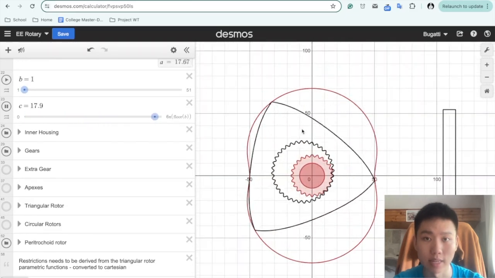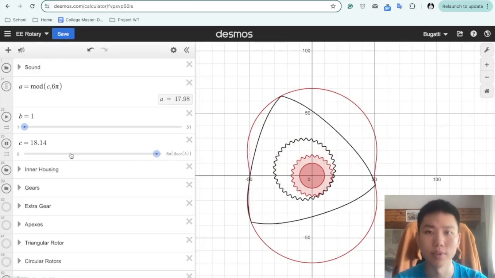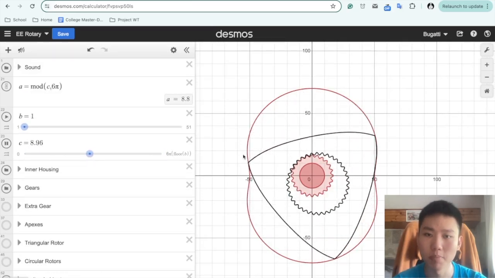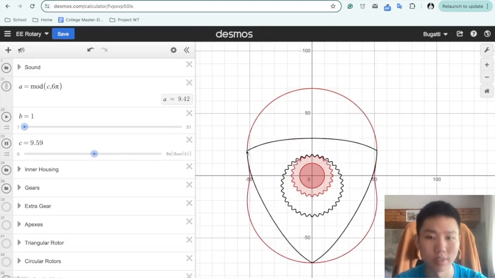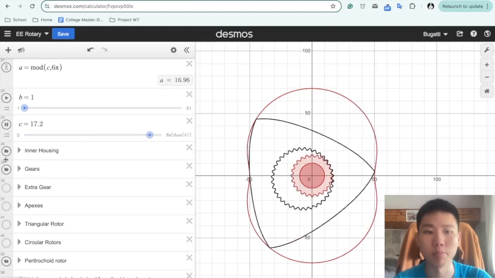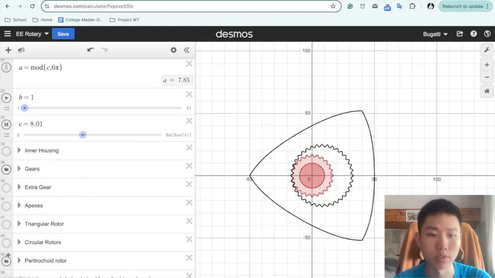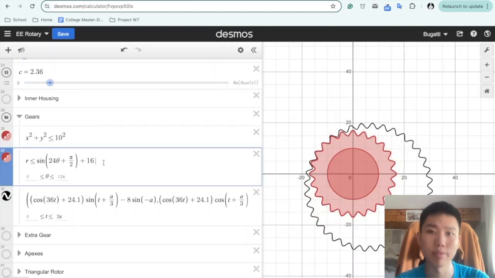at the rotor and its housing itself. The housing of a rotary engine is a shape called the peritrochoid, which is this red line you see around it. And now let's see where it all began with the gears. So this is how everything started.